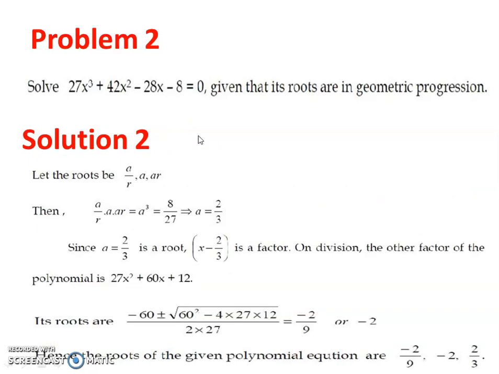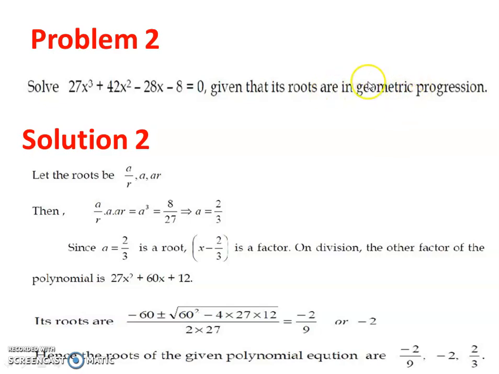Let us discuss another problem. Here the question is to solve a polynomial equation. This is also a third degree polynomial equation. 27x cube plus 42x square minus 28x minus 8 equal to 0. And here it is given that its roots are in geometric progression.